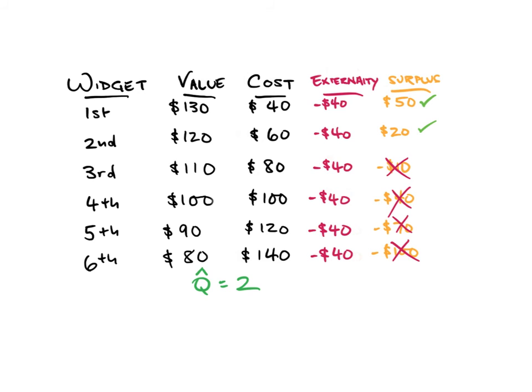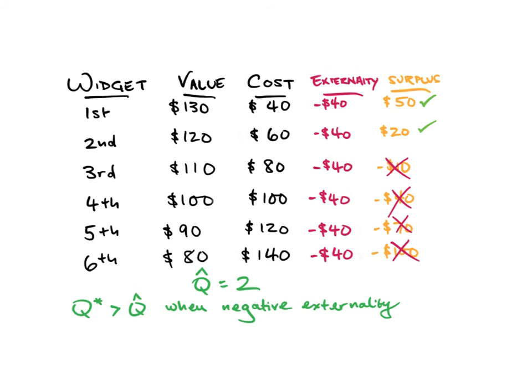They benefit society. But when it comes to the third widget, producing the third widget would hurt society overall. The total surplus is negative. So the social planner says nope to the third widget, fourth widget, fifth widget, sixth widget. The social planner would say producing two widgets maximizes total surplus in this economy or in this country. Okay, this is the efficient outcome, maximizes total surplus.